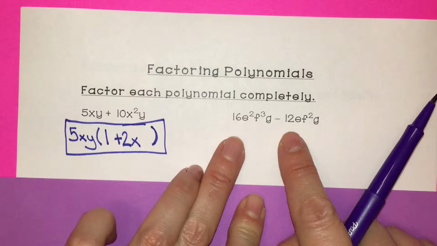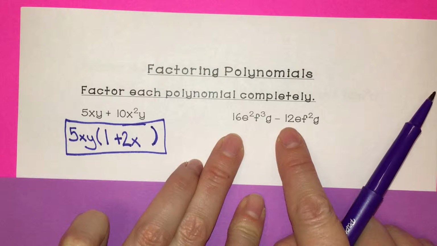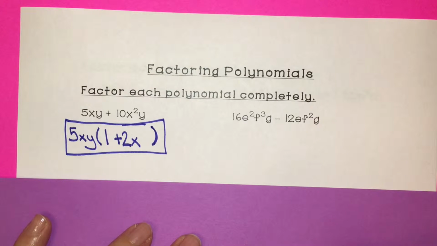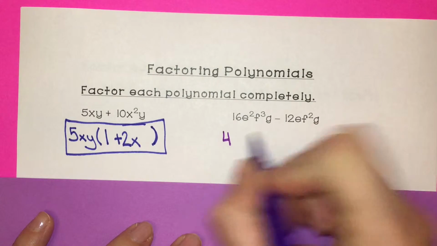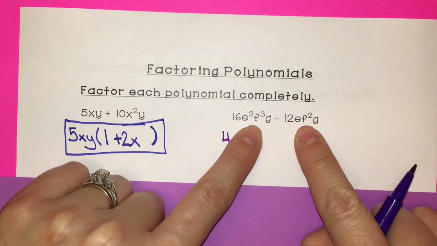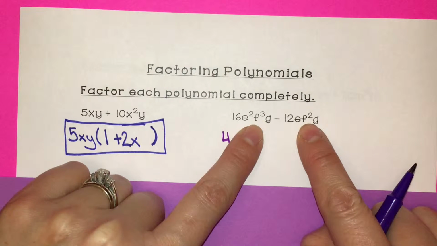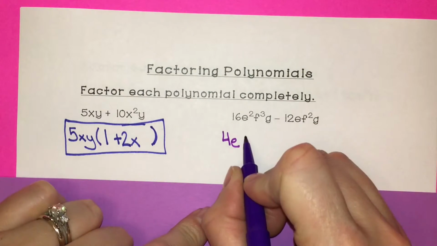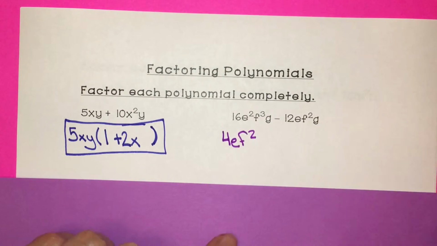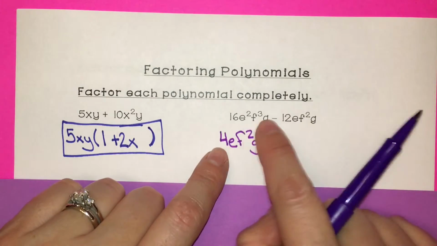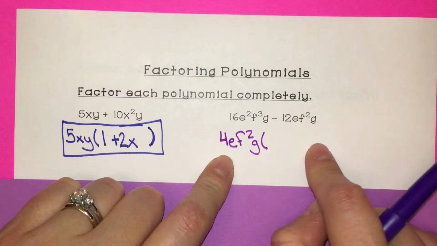All right, so let's look at this one. We have 16 and we have 12. They can both be divided by 2, but they also can both be divided by 4. So if I factor out a 4, let's see, they both have an e. Well, f cubed and f squared, so the largest that we could factor out would be f squared, because they both have at least f squared. Then we have a g and a g, so we can factor out a g. Again, think of it as you can divide your original terms by what you factored out to see what's left over.